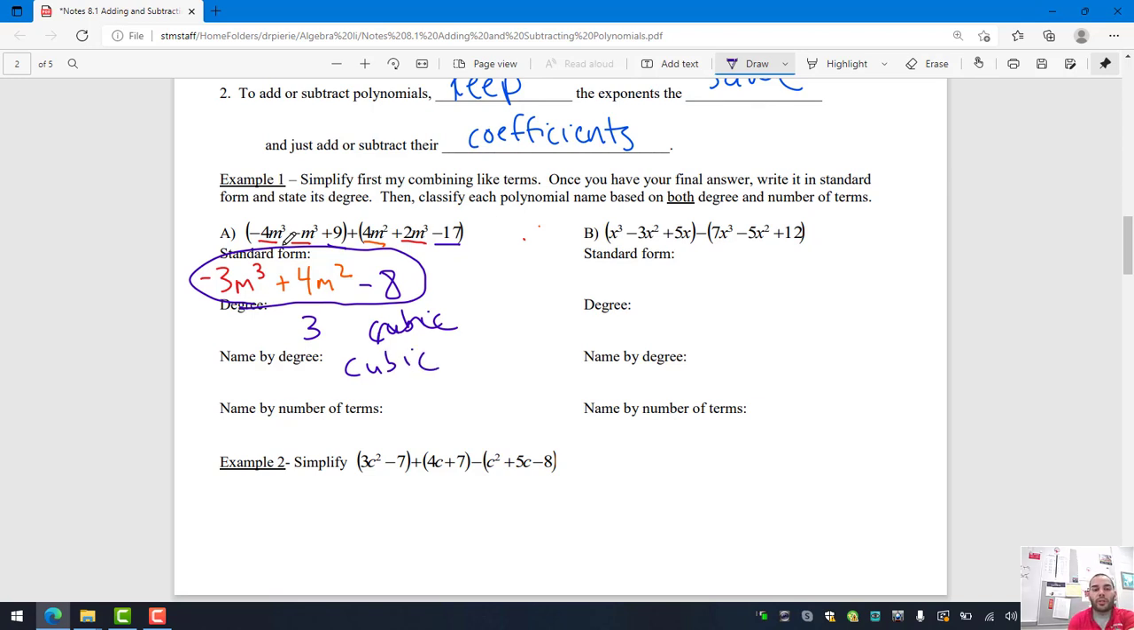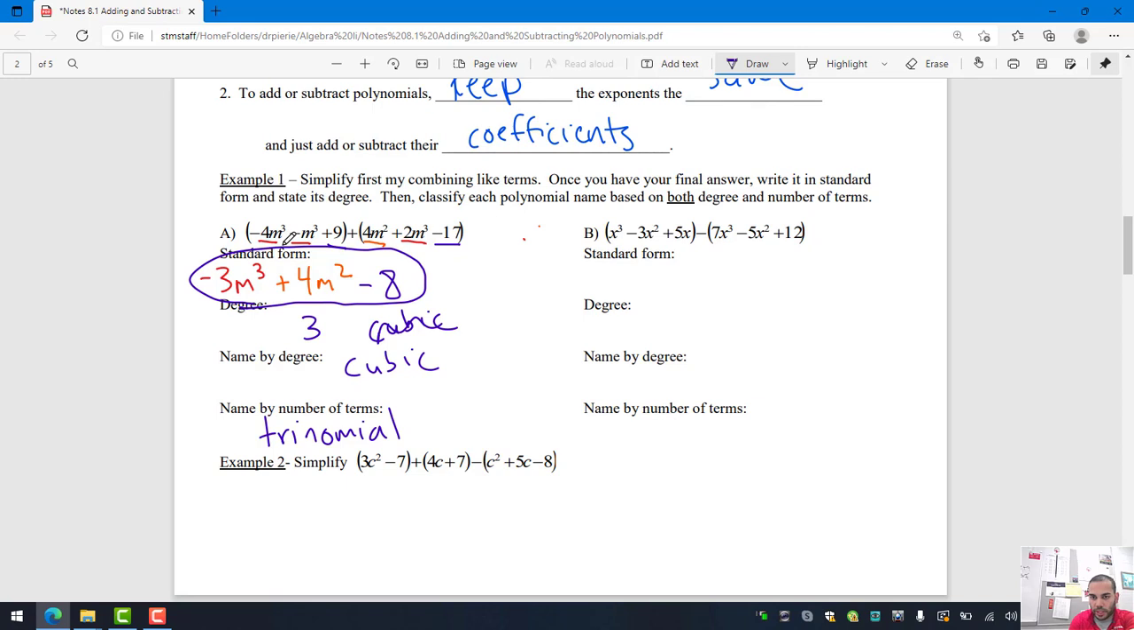And the name by the number of terms. How many terms do you count? There's 1, 2, 3. Because it's a 3-term expression, we call this a trinomial. Trinomial.